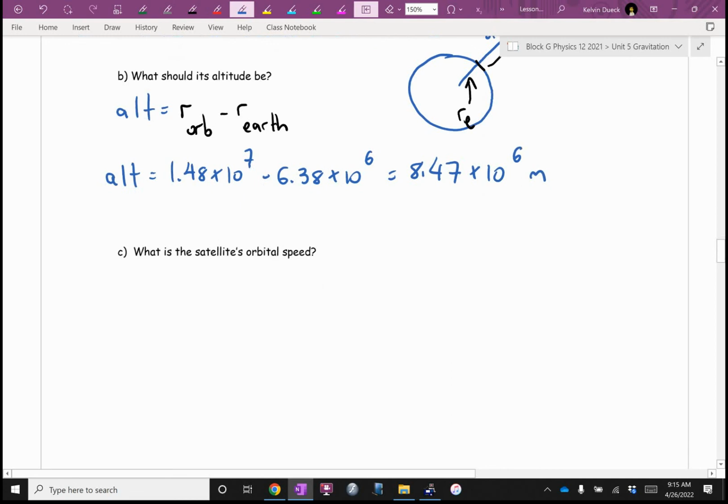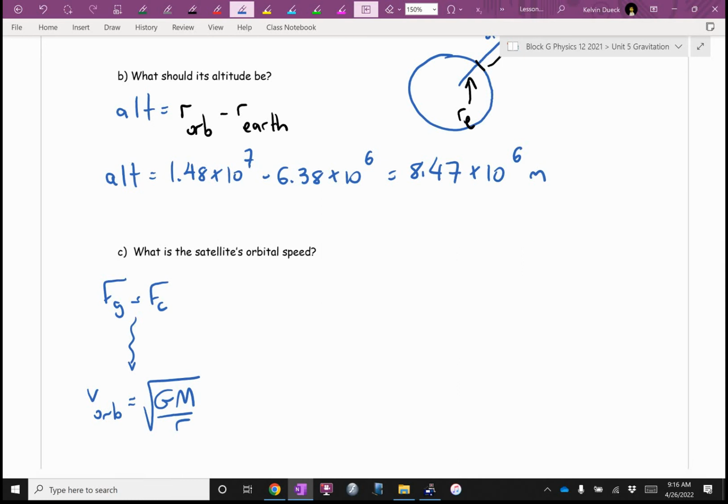C. Danica, what does C want me to find? Okay, I could do this. Gravity is what's pulling me in a circle. And then I could walk through it, and I think I'll end up with v orbit equals the square root of big G, big M over R. And that would totally work, and I would give you totally full credit.